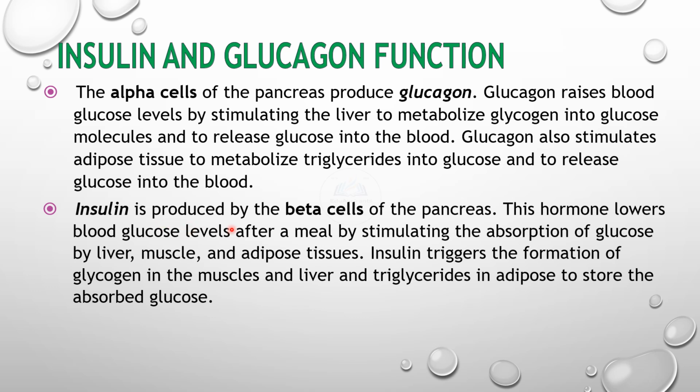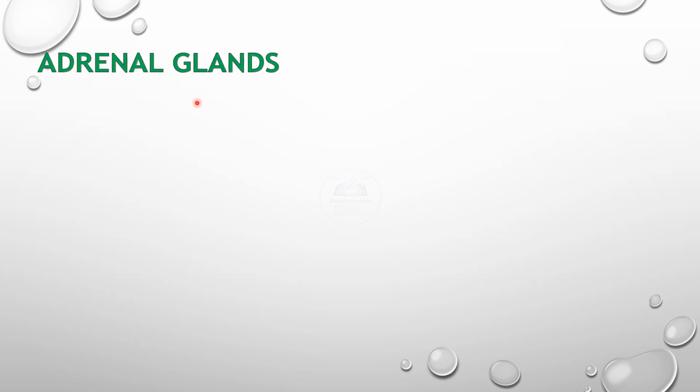Insulin is produced by the beta cells of the pancreas. This hormone lowers blood glucose levels after a meal by stimulating the absorption of glucose by liver, muscle, and adipose tissues. Insulin triggers the formation of glycogen in the muscles and liver and triglycerides in adipose to store the absorbed glucose.